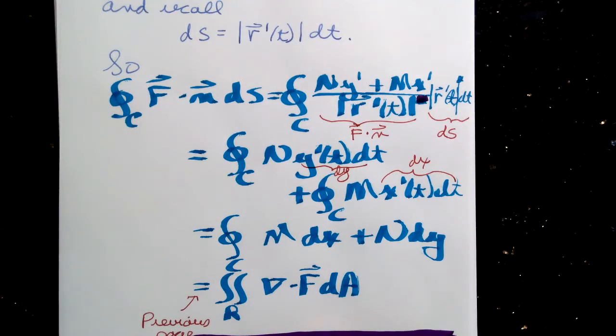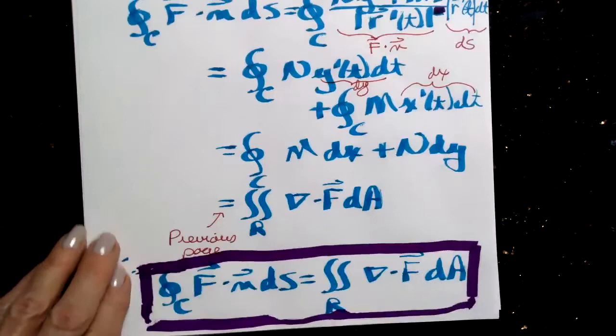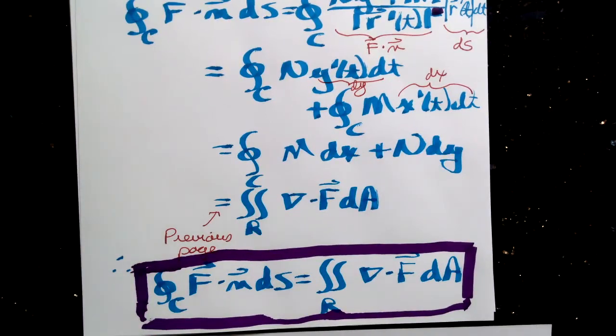Okay. So what we just showed is that using Green's theorem, we have the line integral of F dot n ds is equal to the double integral over the region R of the divergence of F dA, which is the exact two-dimensional analog of the divergence theorem.